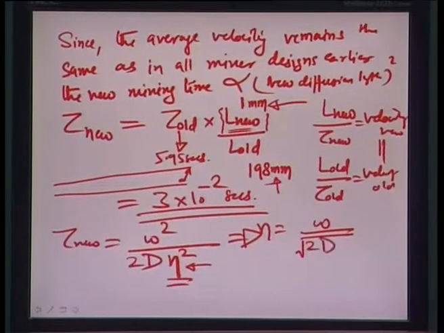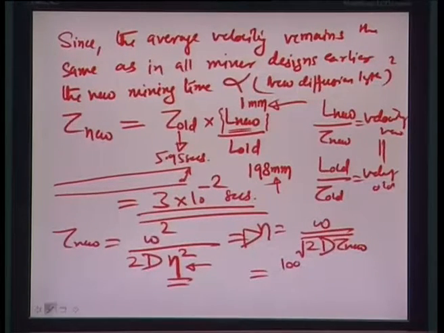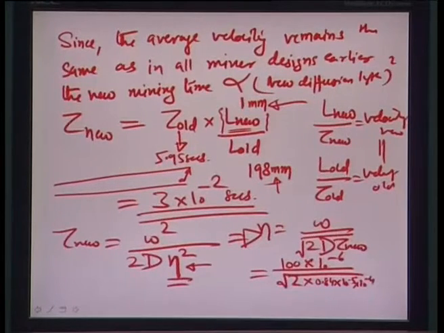divided by twice D tau nu, and essentially if you put the value of w as 100 microns, which is 1×10⁻⁶, and the diffusion coefficient to be the same as we took earlier, 0.84×10⁻⁴ meters square per second, times tau nu, which is 3×10⁻² seconds, we are left with a value of n which is equal to about 14.